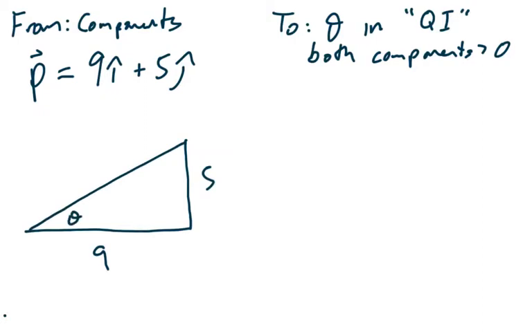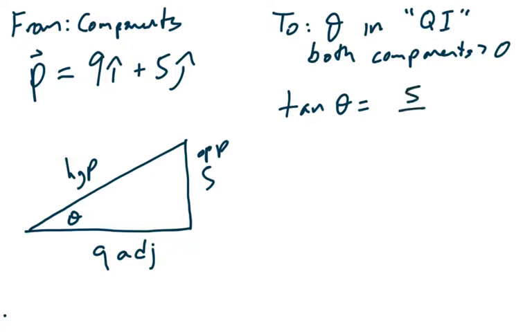Well, again, let's label some sides. I've got a hypotenuse, an opposite, and an adjacent. I know an opposite and an adjacent. Which trig function uses those? That's tangent. So the tangent of theta is going to be equal to the opposite over the adjacent, so that's 5 over 9. And then to solve for theta, I'm going to have to use inverse tangent on both sides.